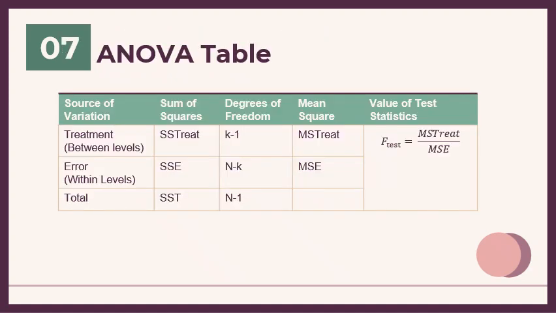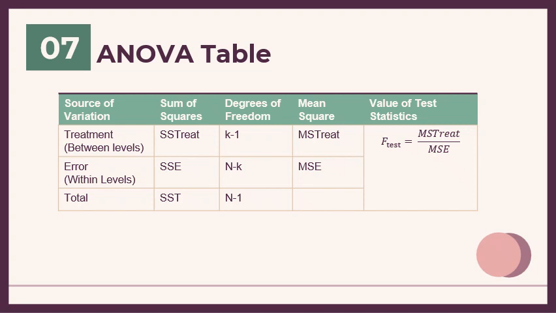Based on all the formulas that I have explained just now, we can translate them into this ANOVA table to make the calculation of the F-test easier. The first column is the source of variation, consisting of treatment, which is between levels, error, within level, and total. The second column is the sum of squares, consisting of the values of SS treat, SSE, and also SST. SST is the summation of SS treat plus SSE.